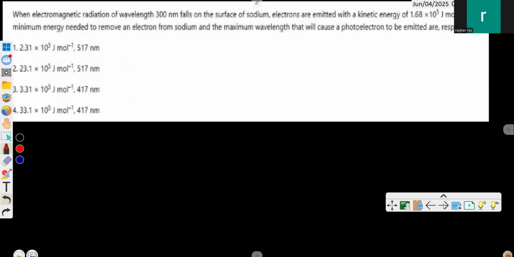Next, let us move to the question: electromagnetic radiation of 300 nanometers falls on the surface of sodium, and electrons are emitted with a kinetic energy so and so. Here you should understand the mole concept. 1 mole is equal to 6 into 10 power 23 molecules. This concept you must know here. When electromagnetic radiation of wavelength 300 nanometers is falling on the sodium, per mole 1.68 into 10 power 5 joules of energy of electrons is emitted.